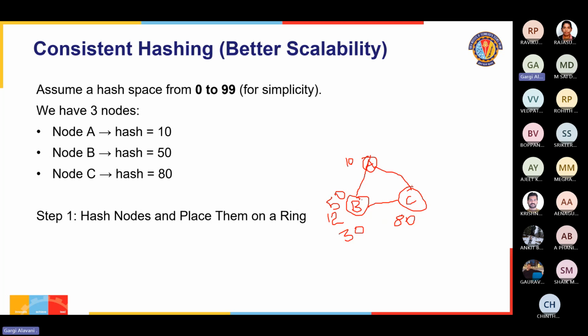Next is 60. 60 cannot be on node B because it's greater than 50. It will go here. The next data item was 90. 90 cannot be here because it's greater than 80 and it's a ring network, so it will go here. Is this example clear?